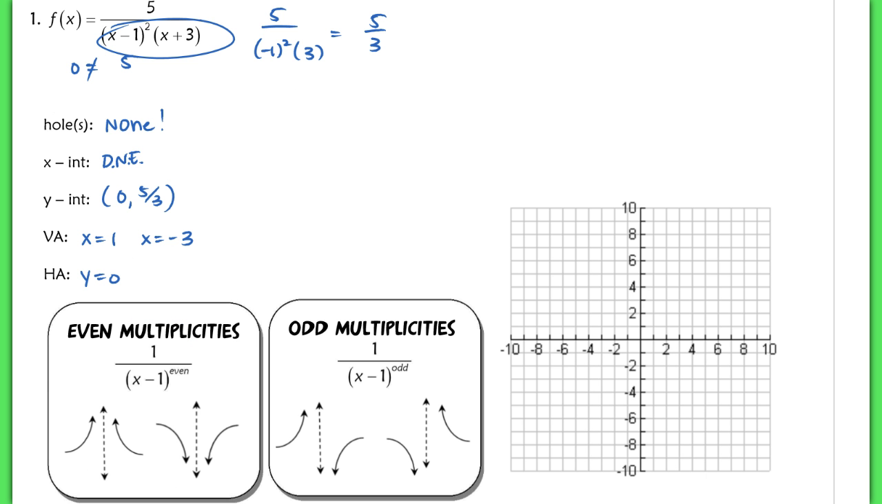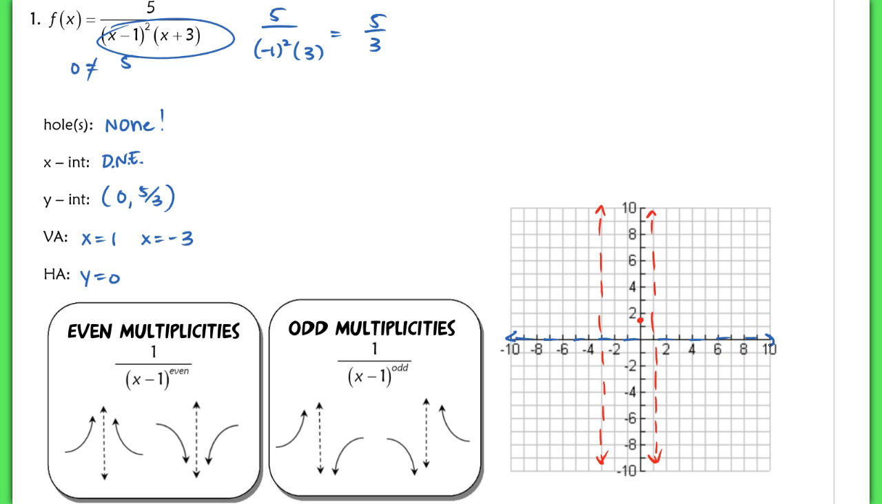So I'm going to begin here by plotting the y-intercept (0, 5/3), so it's a little larger than 1. And I have a vertical asymptote at x equals 1, and I also have another vertical asymptote at x equals negative 3. Now we know from yesterday that we should have 3 total branches for this particular graph. I also have a horizontal asymptote, which I'll do in blue, at y equals 0.